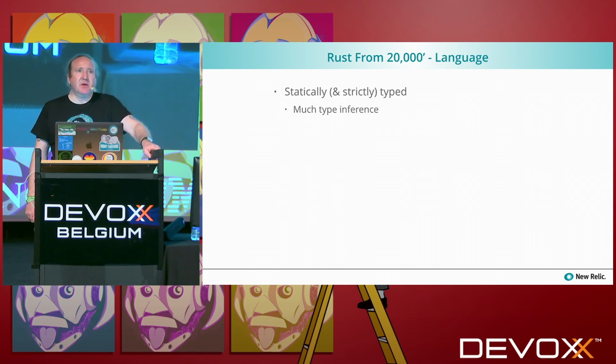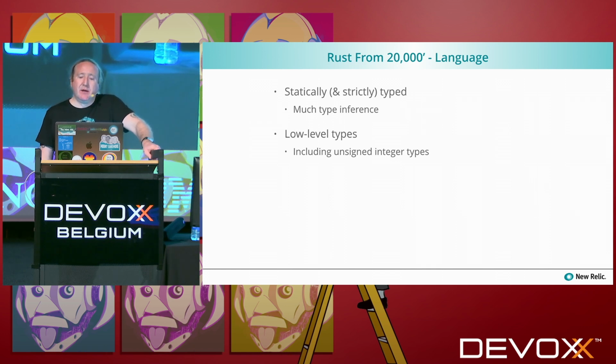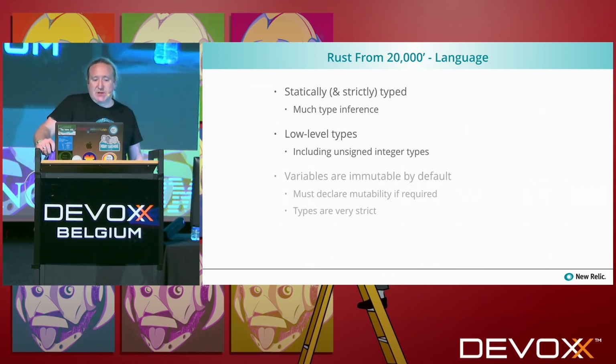The language is statically typed and strictly typed. It's very heavily type-inferred compared to Java. It has a lot of low-level types, including unsigned integer types, which is good, because we're going to be fiddling with bits and shuffling bytes around. And generally, dealing with shuffling bytes around in Java is bad, because all the integer types are signed. And if you've ever had to remember to mask off things using masks to correct signing bits and so forth in Java, you'll know what a pain this is. So having unsigned types directly there is also nice. Rust variables are immutable by default. So if you want mutability, you must declare it, and the types are very, very strict.